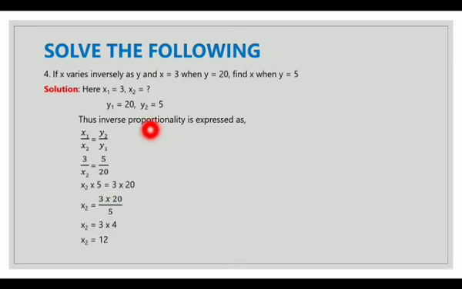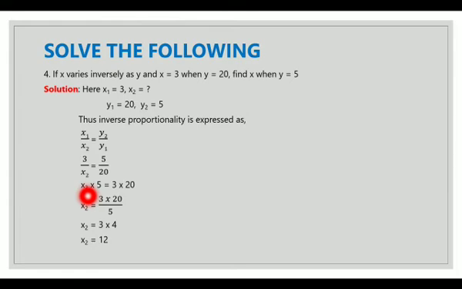The next sum. If x varies inversely as y and x equals 3 when y equals 20, find x when y equals 5. Here x1 equals 3, y1 equals 20, x2 we need to find out, and y2 equals 5. Thus inverse proportionality is expressed as x1 upon x2 equals y2 upon y1. Now we need to just substitute the values. 3 upon x2 equals 5 upon 20.